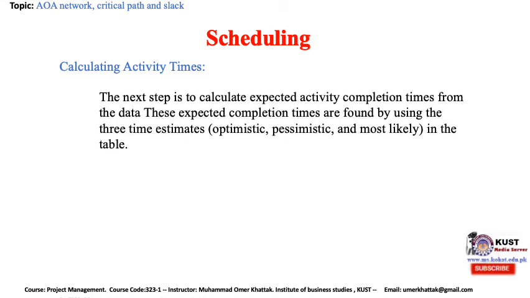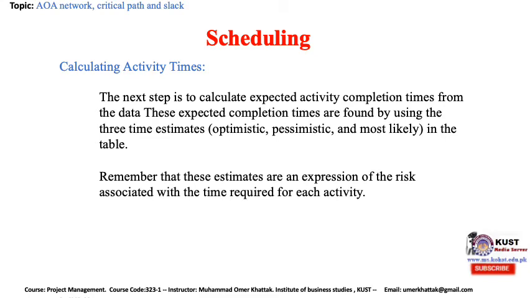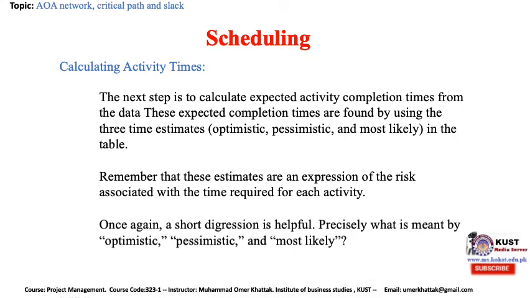The next step is to calculate expected activity completion times from the data. These expected completion times are found by using 3 time estimates: optimistic, pessimistic, and most likely in the table. Remember that these estimates are an expression of the risk associated with the time required for each activity.